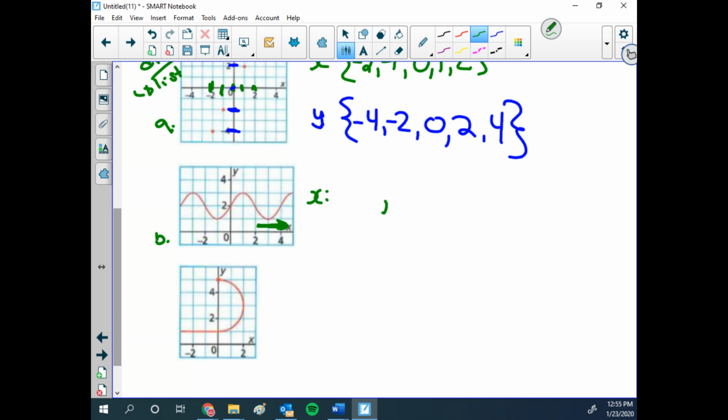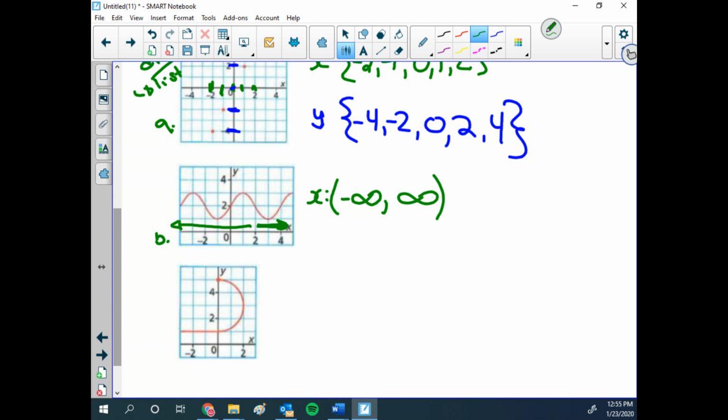So the highest possible value is infinity, and the lowest possible value is negative infinity, because it's going to go down that way forever. If I'm using set notation, the lowest number is negative infinity, the highest number is positive infinity, and I need to put a curved set of brackets around there because I can't equal infinity.